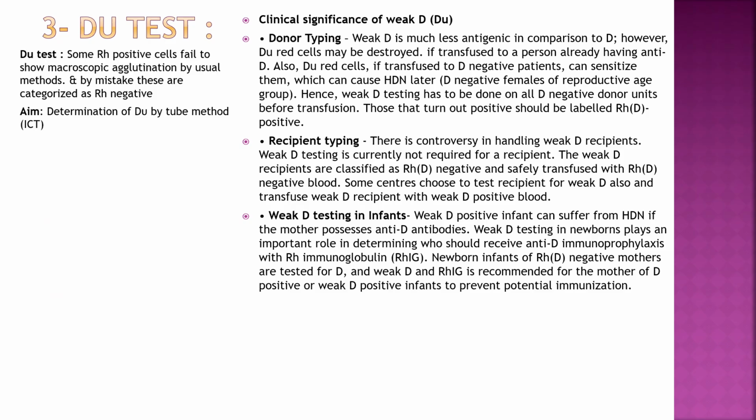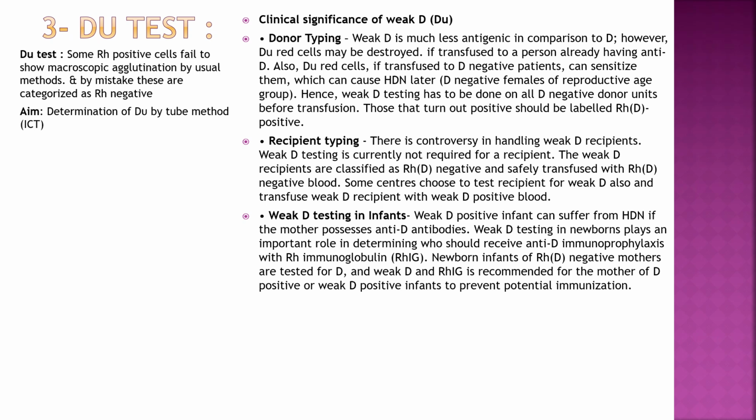DU test. DU means unknown. Some Rh positive cells fail to show macroscopic agglutination by the usual methods, and by mistake these are categorized as Rh negative. So DU is determined by the tube method, that is ICT, the indirect Coombs test.